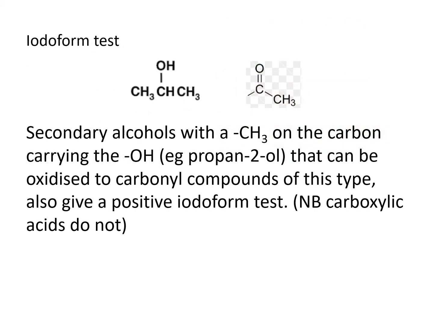For the iodoform test, the procedure consists of adding sodium hydroxide and iodine in KI into the test solution. A secondary alcohol with a methyl group on the carbon carrying the OH, such as isopropyl alcohol or propan-2-ol, or compounds like this, will give a positive result.